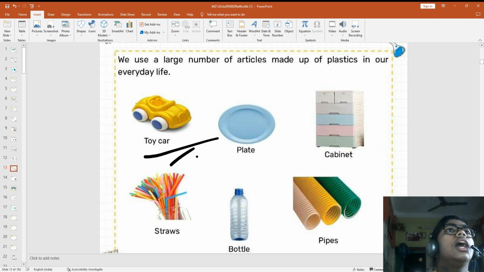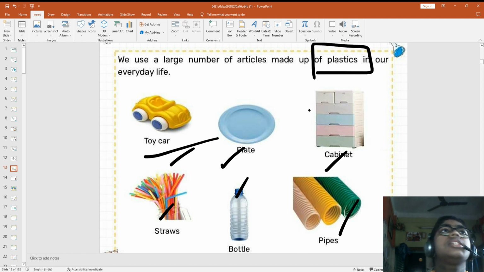Have you seen toy cars, plates, cabinets, pipes, bottles, straws? These are all made up of plastics and we use them many times. We use plastic all the time. Plastic has become a very vital part of our life, but sometimes it is dangerous also. Why? That we are going to see later.